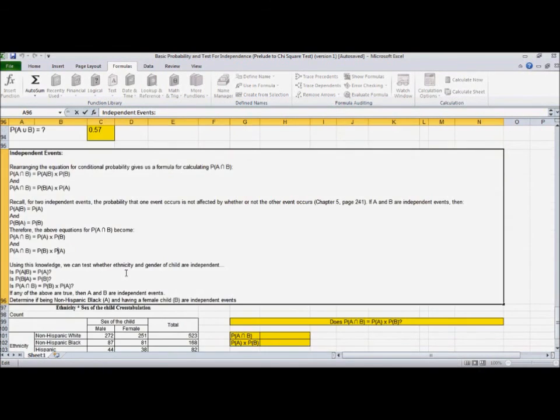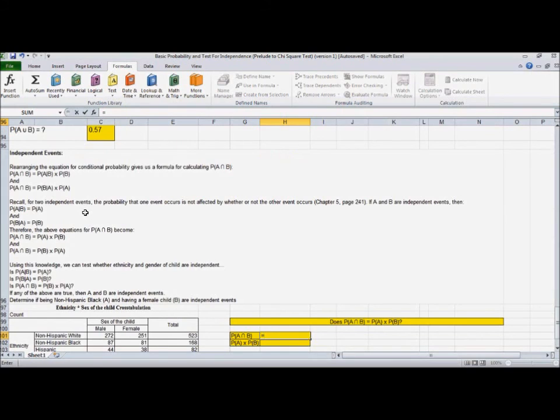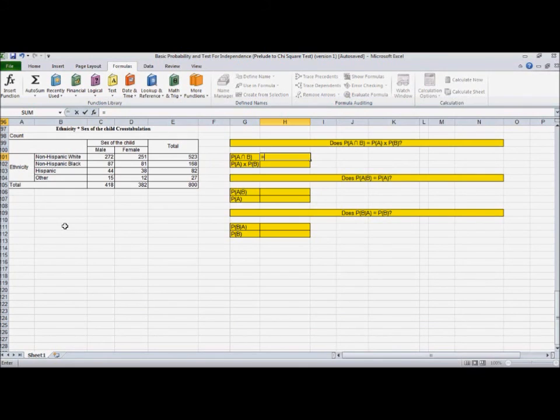So let's determine whether those are true in our case. What's the probability of A and B? Remember, we learned how to do intersection. We simply calculate the intersection as the count, and that, let's say, the probability of non-Hispanic black and having a female child. So non-Hispanic black and female is this cell here, right? 81. So we would do 81 divided by 800, right? And that was 0.10.